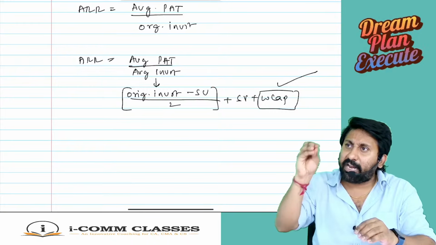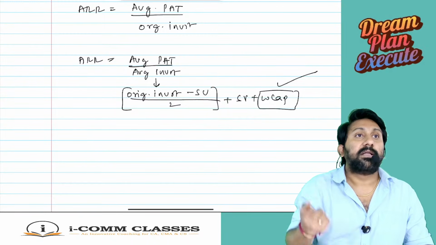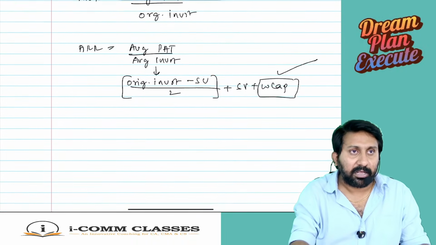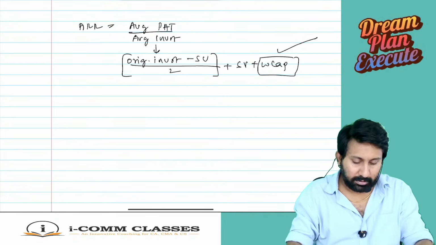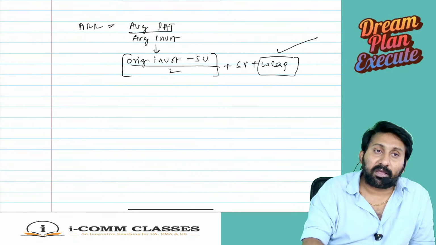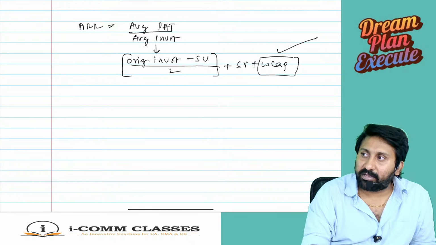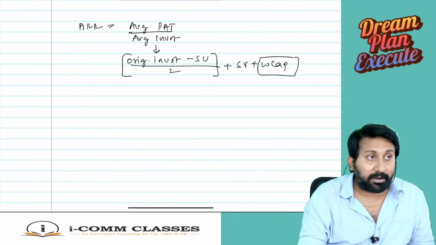It means you need to put the investment only one time. That's why, for working capital, they will give the amount once in the question, and you write that working capital amount here. This will only rotate every time. Understood, everyone? So tell me, what is the formula? Original investment divided by 2.